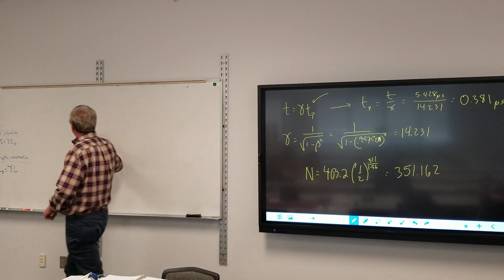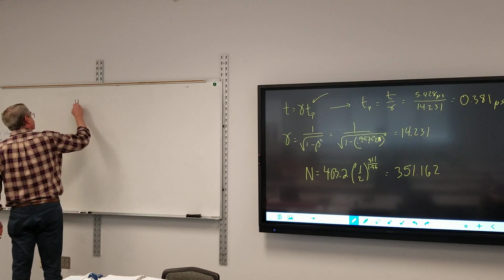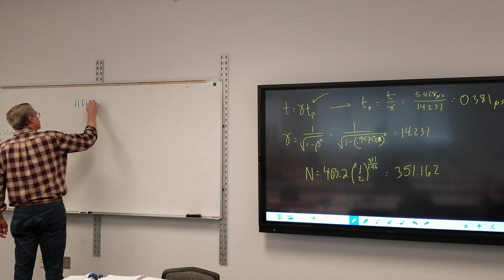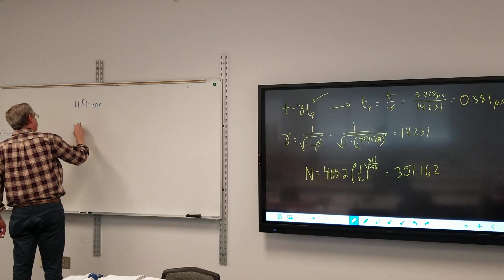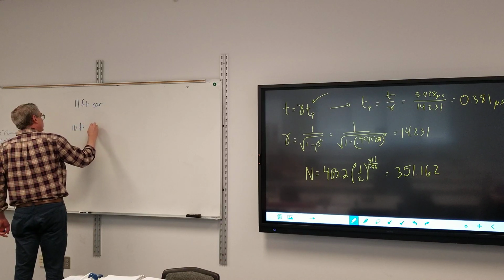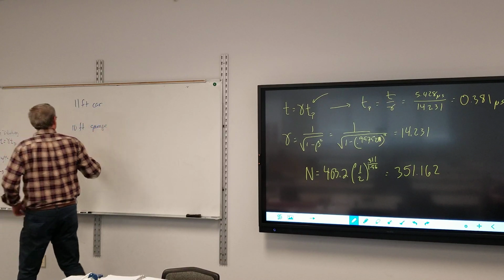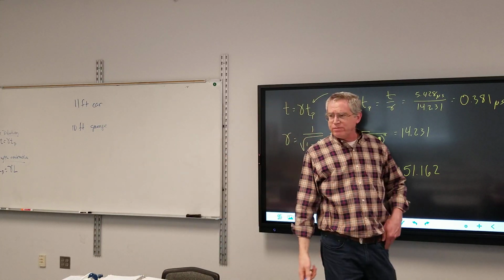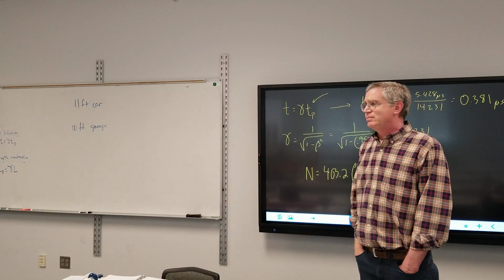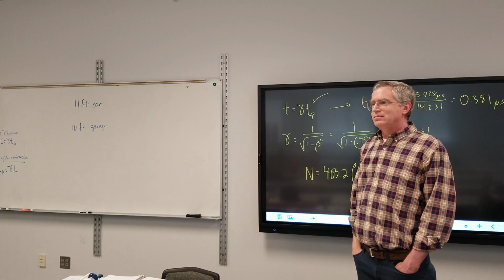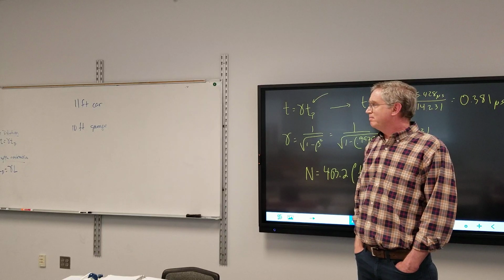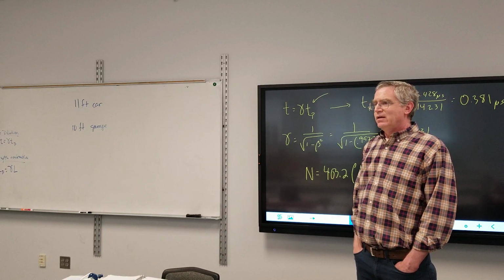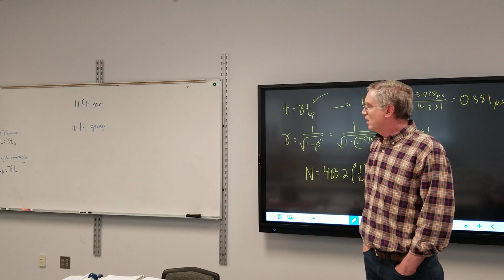If I have an 11-foot car and a 10-foot garage, how fast does the car need to travel in order to fit completely inside the garage? Or how would you even approach it? Assume that both of those lengths are proper lengths.